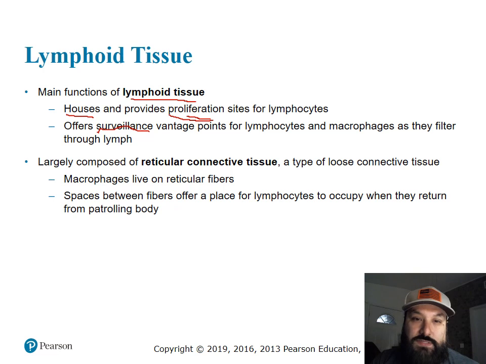So when we look at lymphoid tissue, it's made up of reticular connective tissue. And again, that's the reticular fibers there. This is loose connective tissue. If you remember your connective tissues, it's actually loose connective tissue, not dense, because if it were dense, it would not allow these white blood cells, these B and T lymphocytes and the macrophages, to migrate through. So it's got to be loose so that they can actually migrate through that area, right?